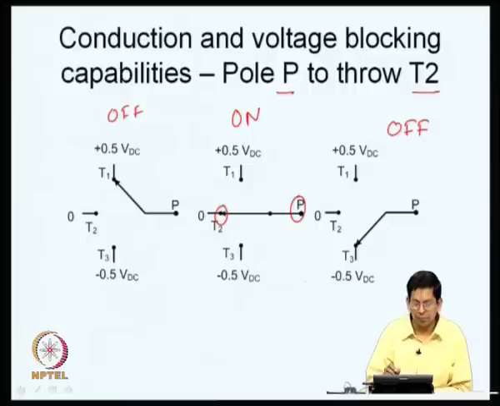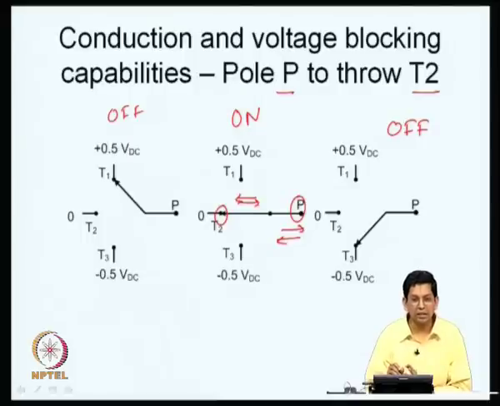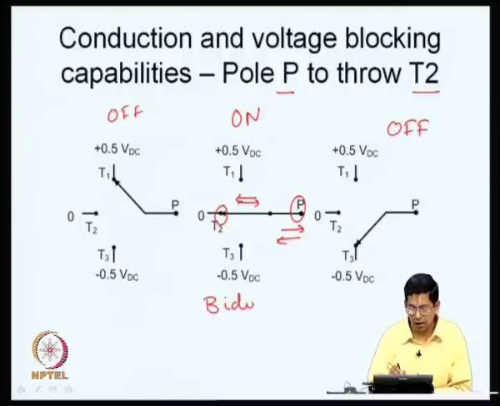In the on state, current can be flowing in either direction. So, between P and T2, current has to flow in either direction. So, once again what you need is a bidirectional current carrying capability. The current needs to be bidirectional. How about the voltage now?